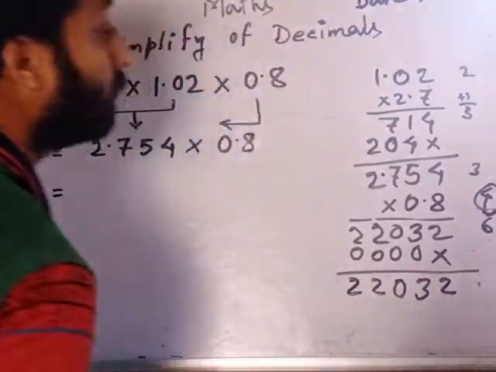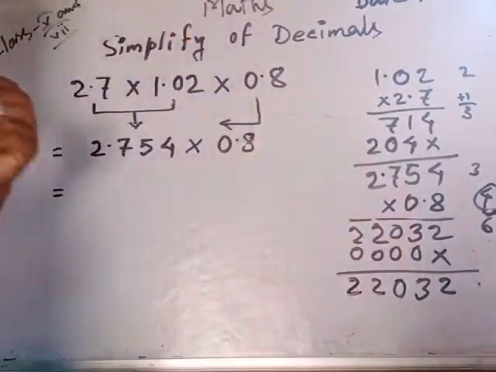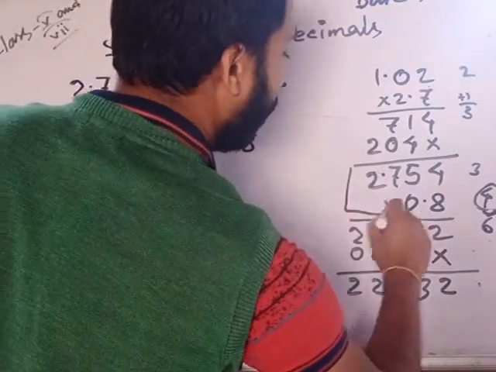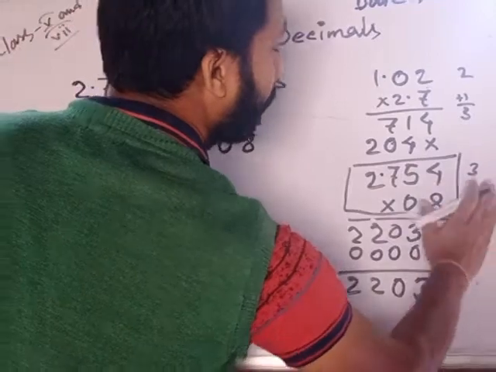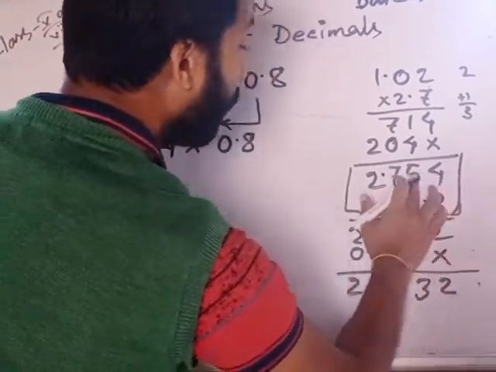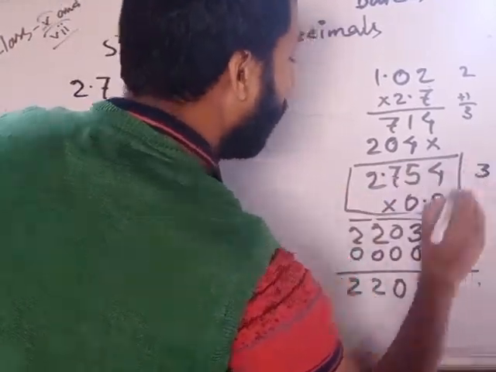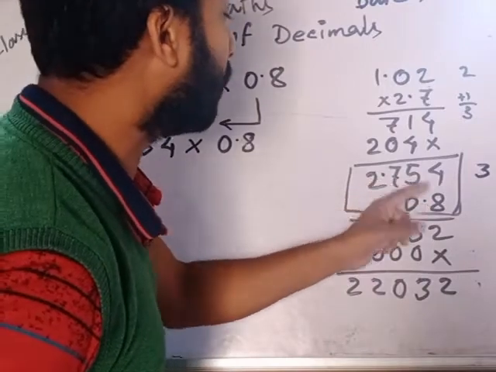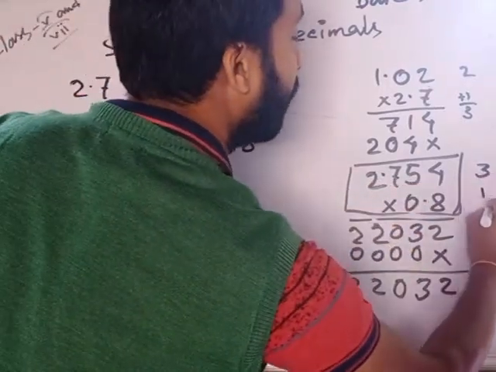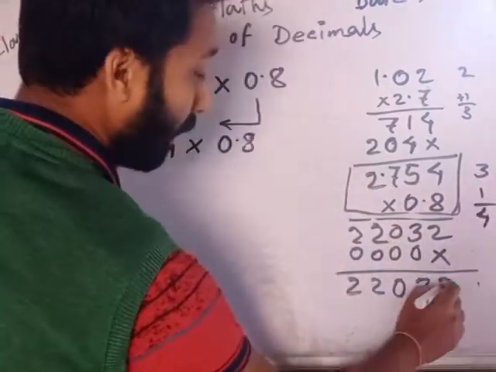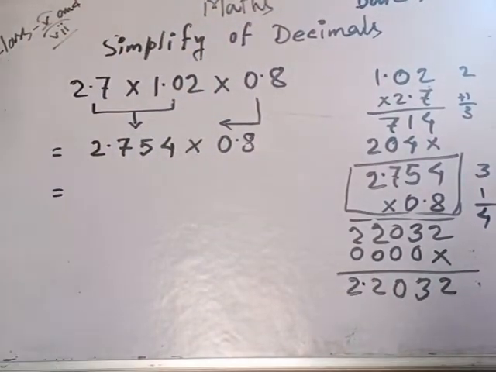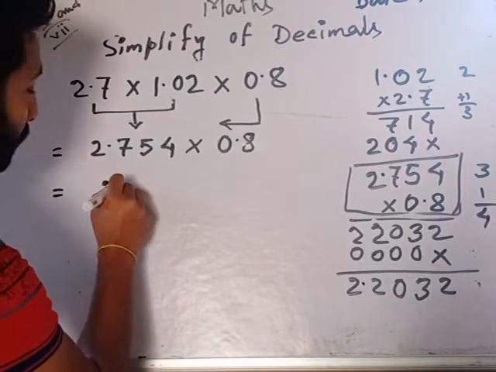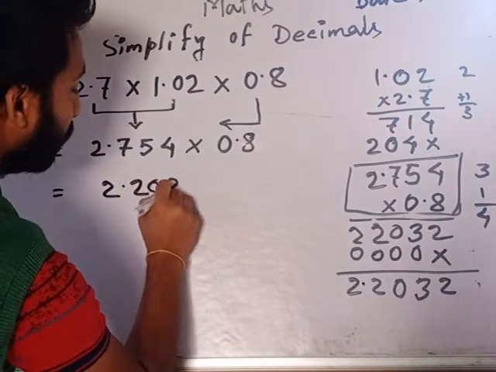23022. The point goes back. How many digits? You should consider both numbers. In this number, after the point it is 1 2 3 digits. In the other, after the point it is 1 digit. That means it is 4 digits back: 1 2 3 4. So you should write here the point. Okay, so the answer is 2.2032.